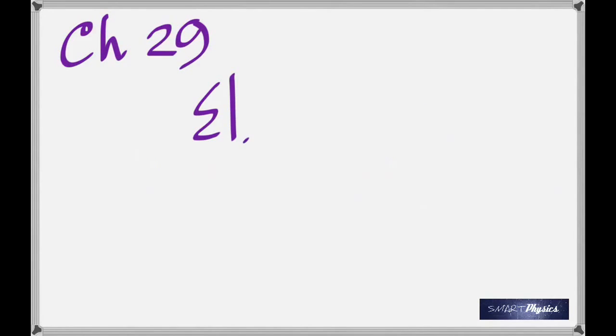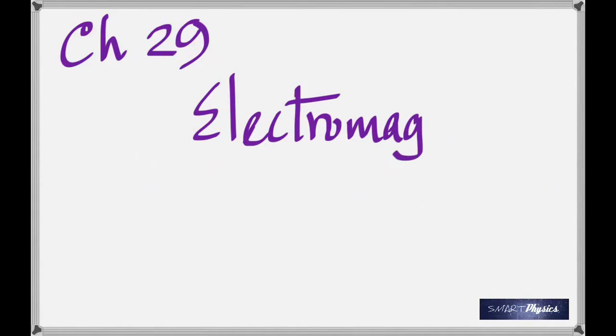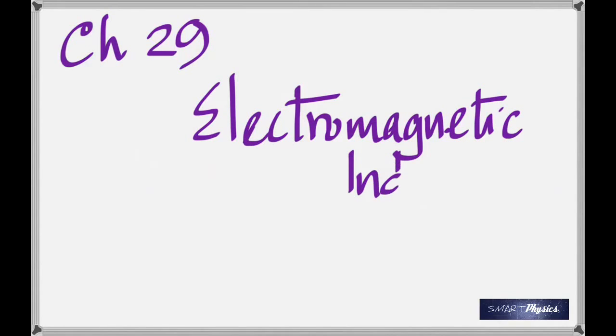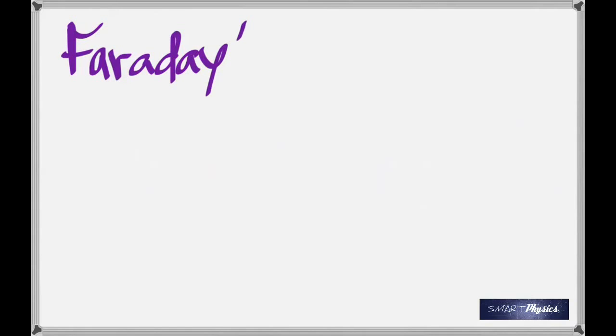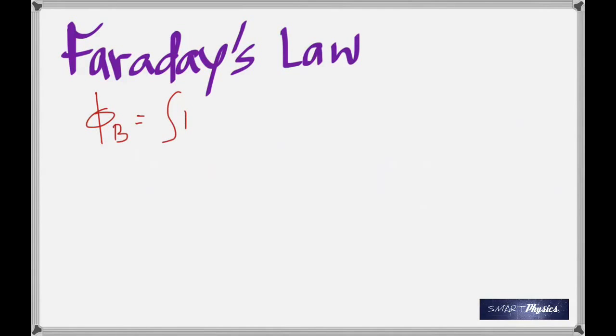Brings us to chapter 29. This is called electromagnetic induction. The basic idea in this chapter is that if the magnetic field associated with a circuit changes, an EMF would be induced in it. And the main law is Faraday's law. According to Faraday's law, the EMF induced is equal to the rate of change of magnetic flux.